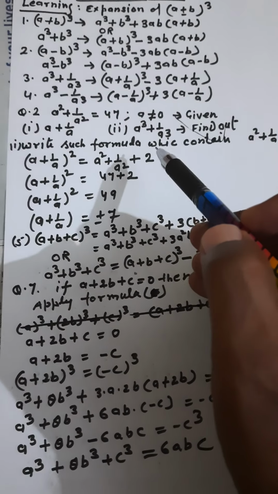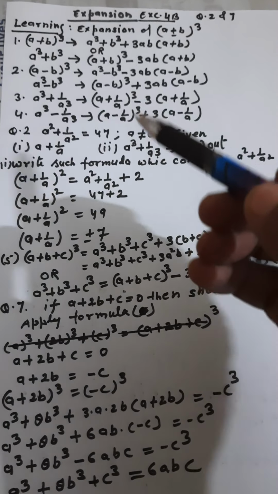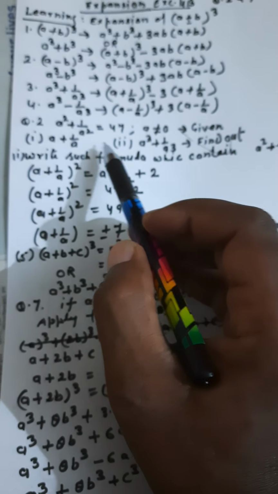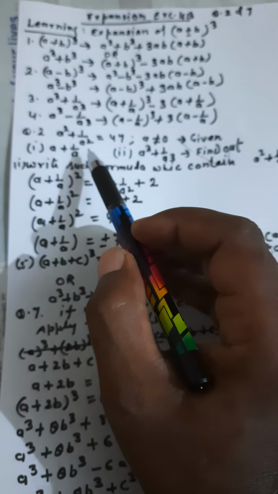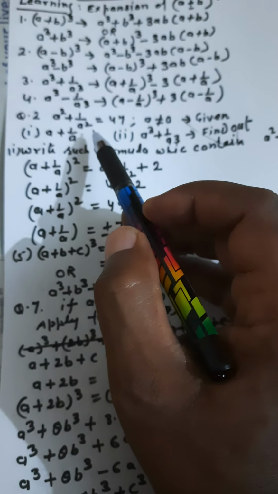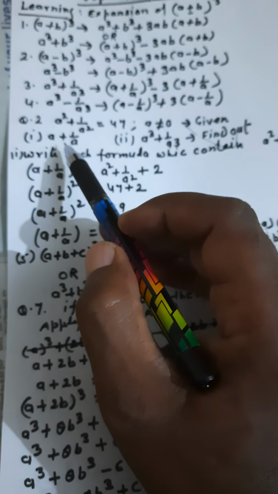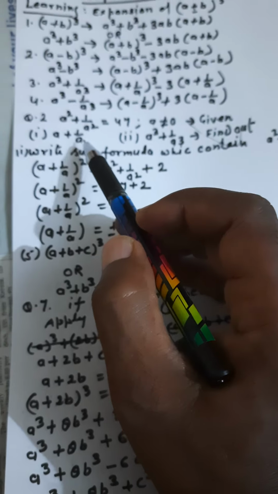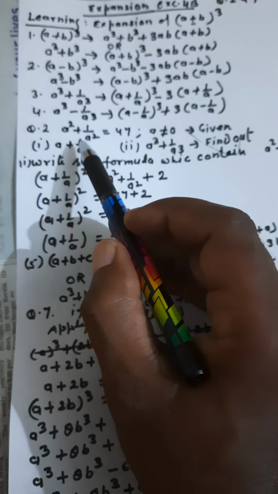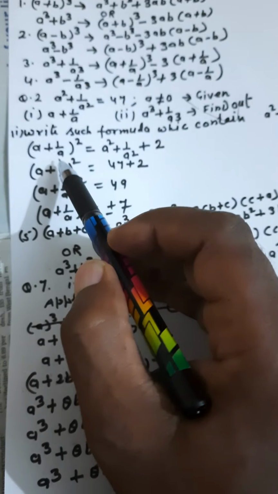As I discussed in the previous video, in the expansion chapter, first you must write what is given and what you have to find out. So in this question, a² + 1/a² = 47 is given and a + 1/a we have to find out. So we should write such a formula which will contain a + 1/a as well as a² + 1/a². So the formula is very simple.